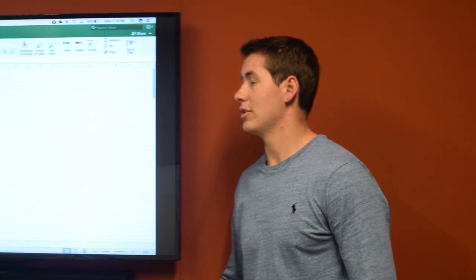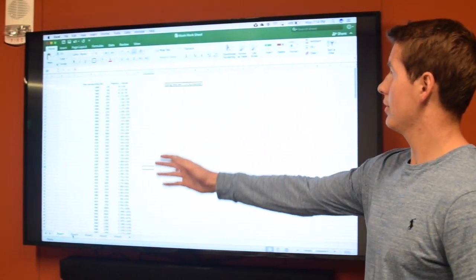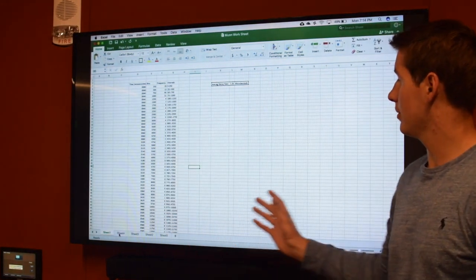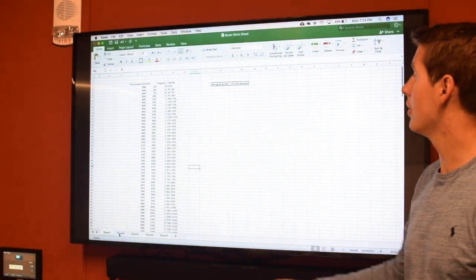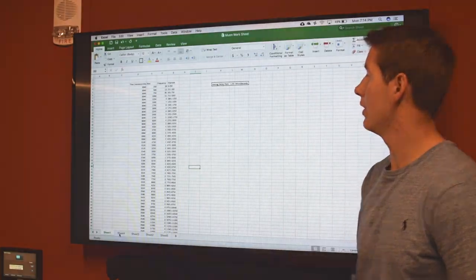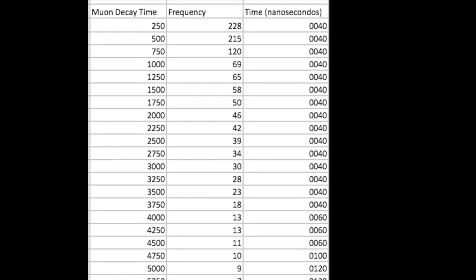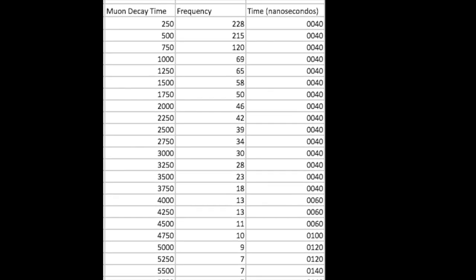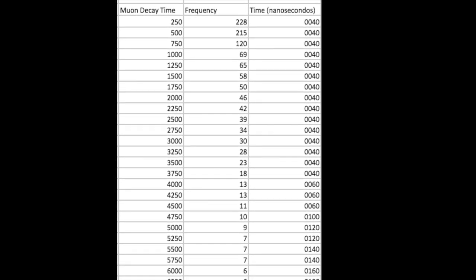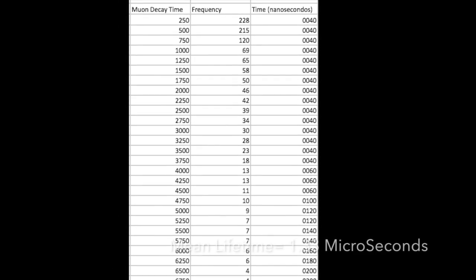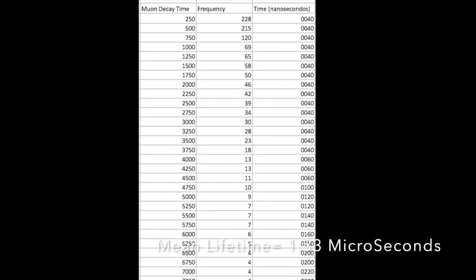To my right here, we sorted the data and were able to eliminate the simple frequency of muons passing through and only get ones that decayed within the actual detector. These different values were then averaged, and we found an average decay rate of 1.33 microseconds.